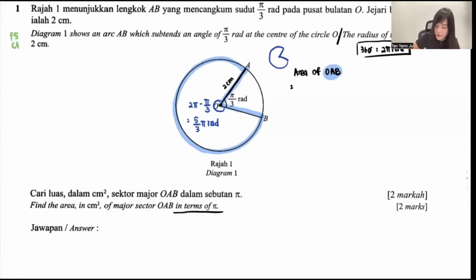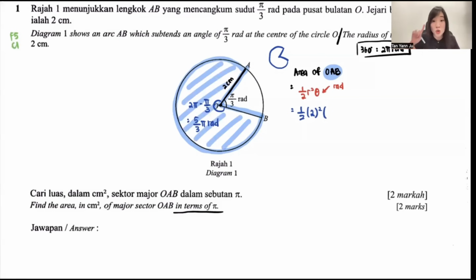So now this particular Pac-Man shape, what do we call it? Sector. Does sector have an area formula or not? Yes, SPM provided: 1 over 2 r squared theta. Remember, this theta has no sin cos, it definitely needs to be substituted in the unit of rad. So now, what is my r? My r is 2. What is my angle? Remember, you are finding the major sector now, so you're going to use your major angle, which we already prepared. Isn't it 5 over 3 pi?